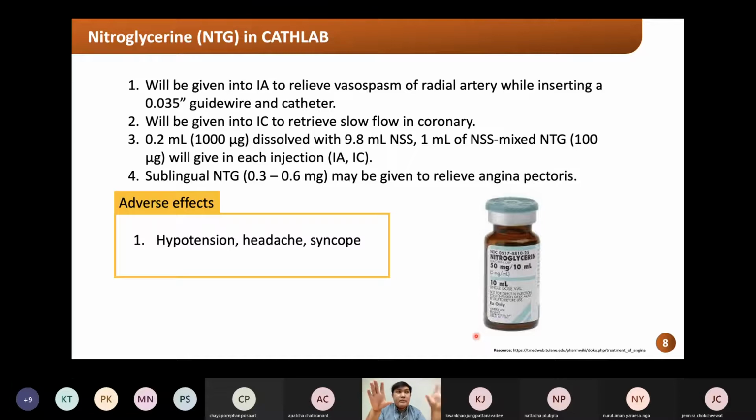Don't worry about the equipment. I will tell you more detail about the important or essential equipment for CAG and PCI in the practical laboratory next week. And the NTG will be given intracoronary as well to relieve slow flow in the coronary.